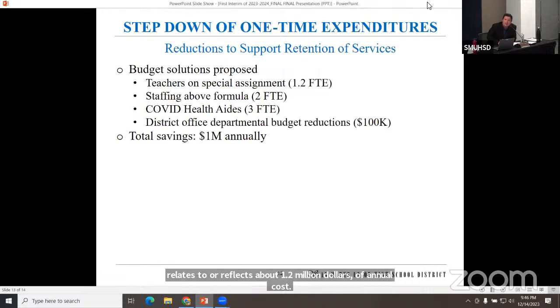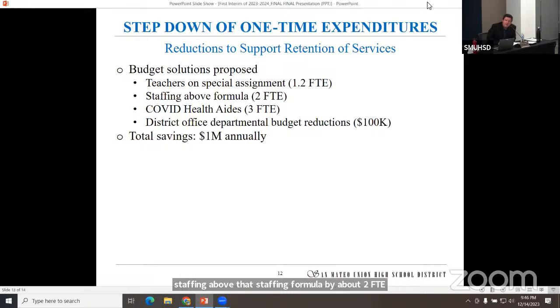And so in response to that feedback, the district embarked on a process to determine an alternate step-down plan. And at the November study session, staff made the following recommendations in order to retain the $1.2 million in staffing that we received feedback on. And so that was to slightly reduce our teachers on special assignment by about 1.2 FTE, really focusing on our staffing formula and reducing our staffing above that staffing formula by about 2 FTE.